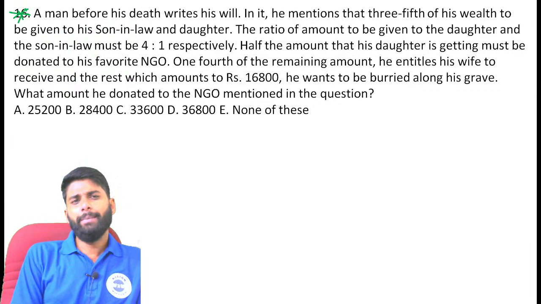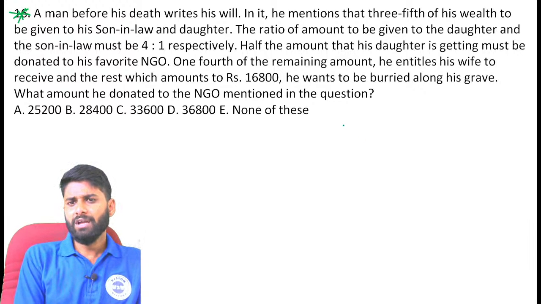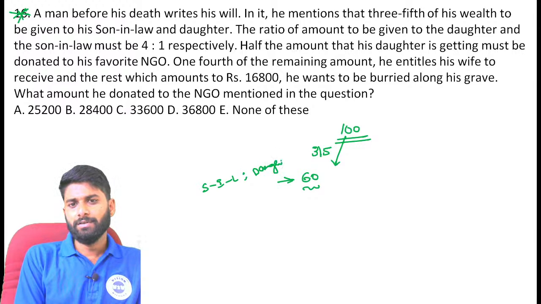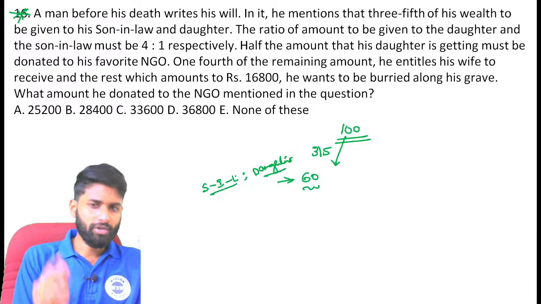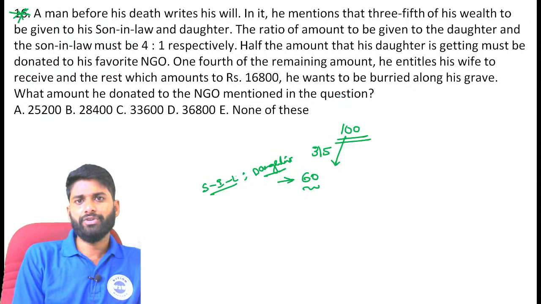This is the question. A man before his death writes his will. In that, he mentioned that three-fifths of his wealth is to be given to his son-in-law and daughter. Now, I just assume the total wealth of that person is equal to 100 units. Point number one: he gives three-fifths of wealth, which means exactly 60 units of amount, to his son-in-law and daughter. Out of 100 units, he gives 60 units to his son-in-law and daughter. There is the information. Next, continue the line.